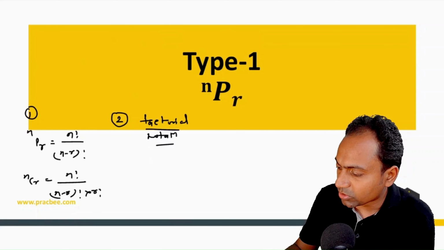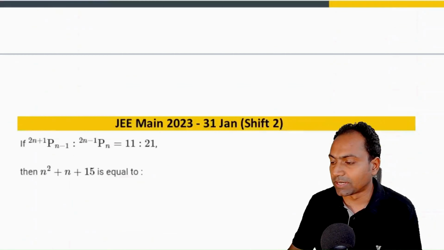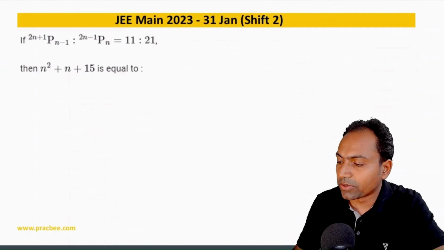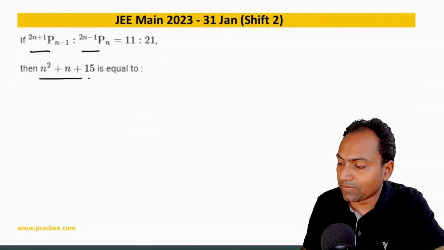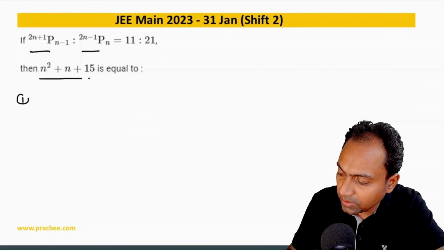Now let us see a question that was asked in 2023 on this idea. So in this 2023 question, they have given ratios of two NPRs and they want us to tell the value of this expression. So again, we have two steps here. First step would be to find this ratio.